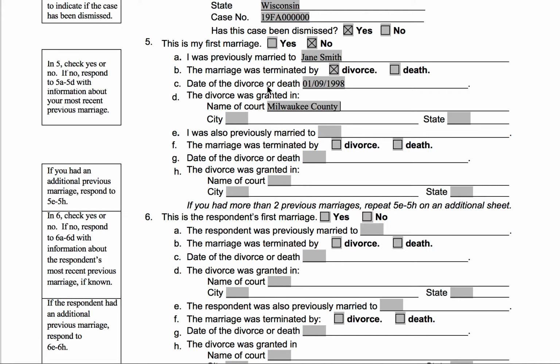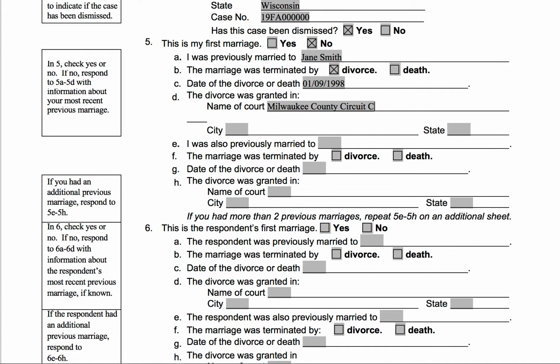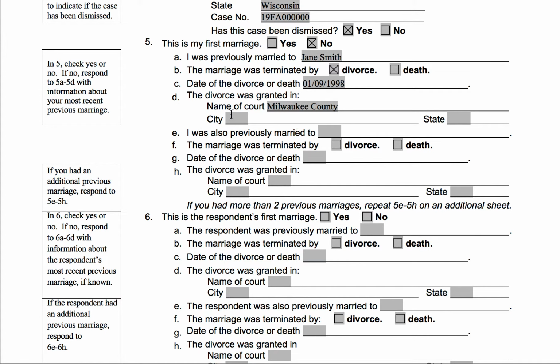The name of the court. So usually the name of the court is going to be the county where the court was located. But again, if you have documents from that divorce, it'll usually say up at the top. So like ours say Milwaukee County Circuit Court. When you're dealing with another state, it probably says that as well. But I'm just going to put Milwaukee County partly because of the spacing here. And you'll put the city and state where that is located.